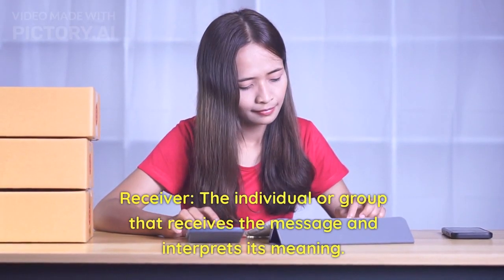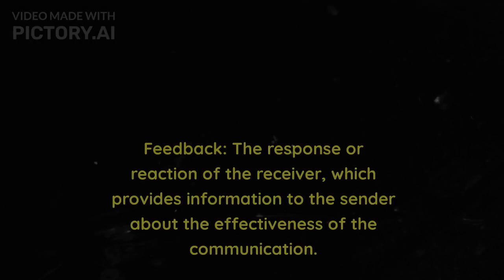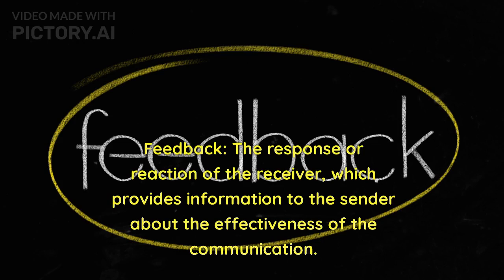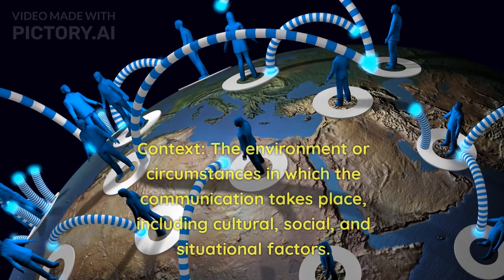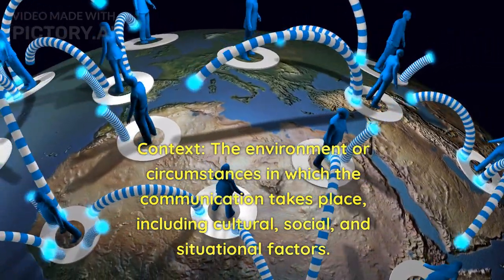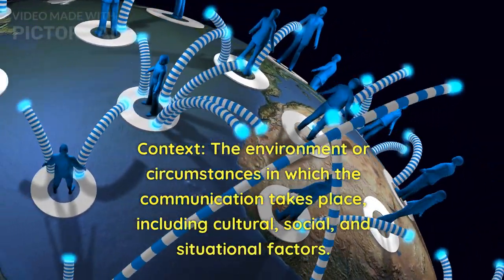Receiver, the individual or group that receives the message and interprets its meaning. Feedback, the response or reaction of the receiver, which provides information to the sender about the effectiveness of the communication. Context, the environment or circumstances in which the communication takes place, including cultural, social, and situational factors.